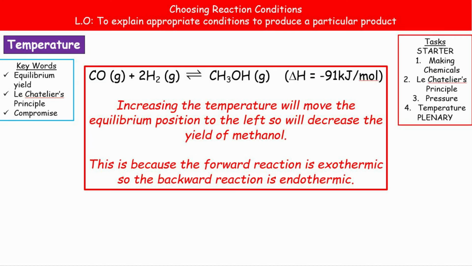So if you got increase in temperature moves the equilibrium position to the left, 1 mark. If you said that will decrease the yield of methanol, give yourself a second mark there. If you then included your explanation in terms of the exothermic and endothermic, then you can give yourself a third mark, and then give yourself a mark out of 3. Obviously, if you didn't get that, then do make sure you write the correct answer in so you do have that as a record.